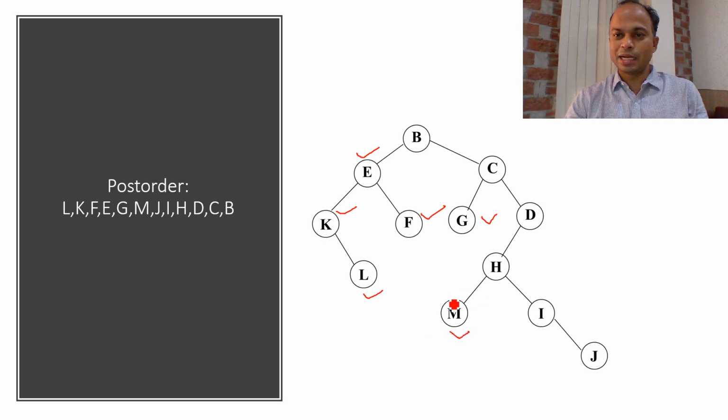After visiting the left subtree, we have to visit the right subtree. We are at here I, J, and further I is the root, and before the root we have to visit the left subtree. No left child is available. Now we have to visit the right subtree. We are visiting here J. I mean J has been visited. No left child. Right has been visited. Now we have to visit the root. We are visiting here I.